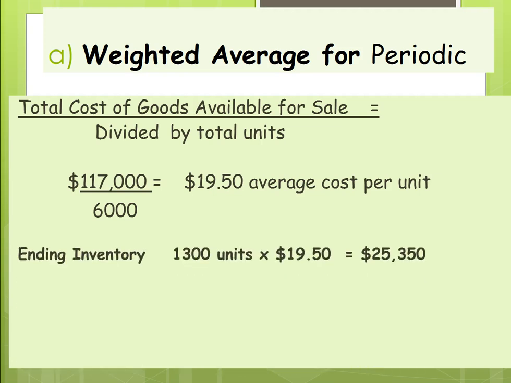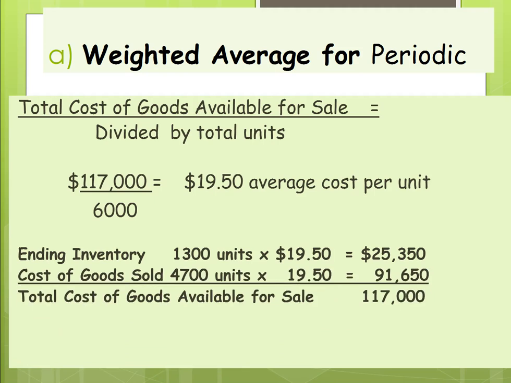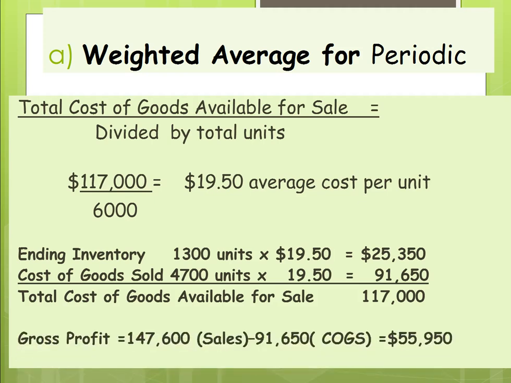And the inventory is going to be 1,300 units times 19.50, giving us $25,350. Cost of goods sold is going to be 4,700 units times 19.50, which gives us 91,650. And again, we add them together, we still get our 117. Our gross profit is 55,950.